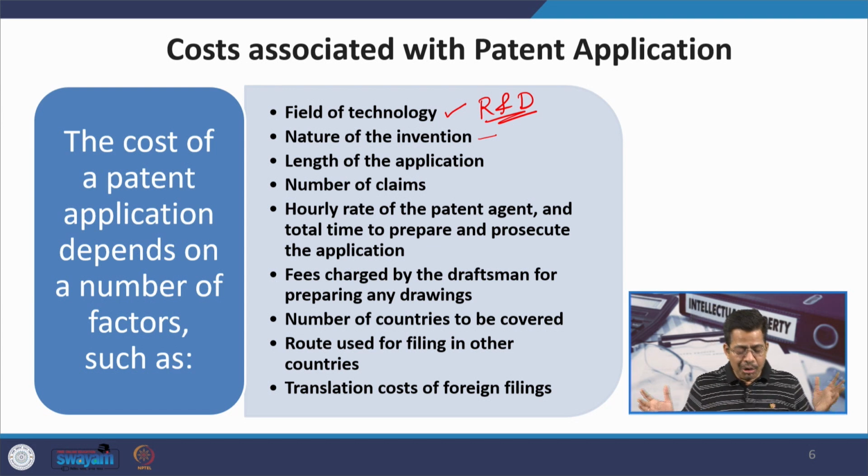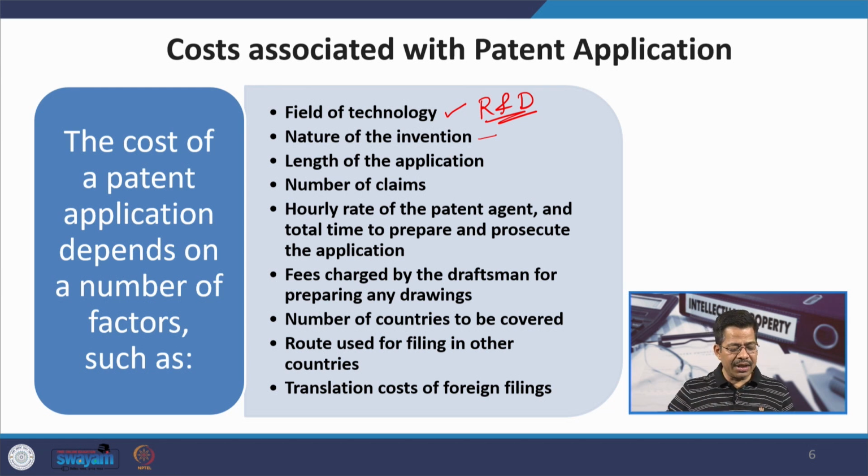Then in how many different countries you are going for foreign filing, that is a very important cost. Then whether you are going through PCT or through the Paris Convention, which route you are going to follow, that is also a source of cost. When you are going for foreign filing, you have to translate your application into the language accepted in that country's patent office. That is the national phase. This cost is also there, that you have to translate your application maybe into Japanese, maybe Korean, maybe Chinese, depending upon which office you are going to.